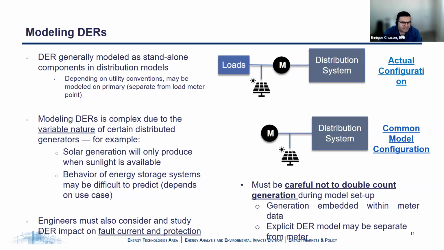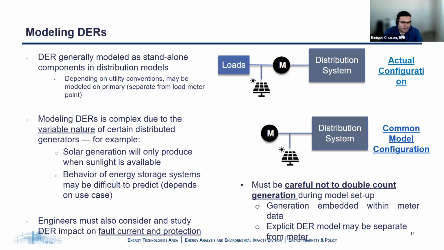Now, modeling DERs can be complex because they are variable in nature, especially depending on the different generating types. For solar generation, that's only available when sunlight is available. So if you have, say, a PV system and it's tracking the sun, those hours typically are 8 a.m. to 6 p.m., depending on where you reside, if you're in the United States.